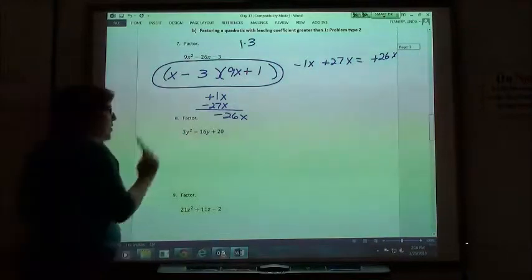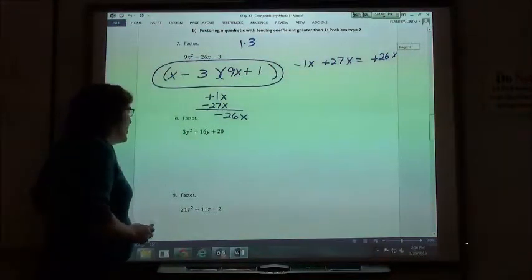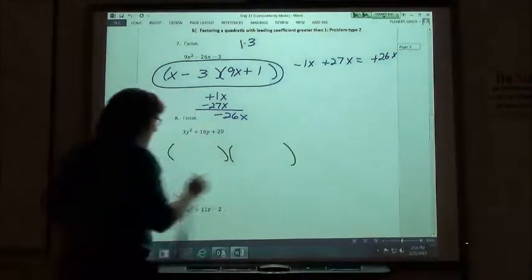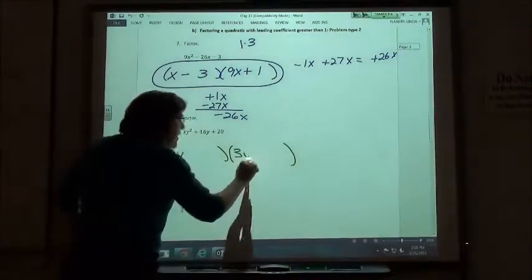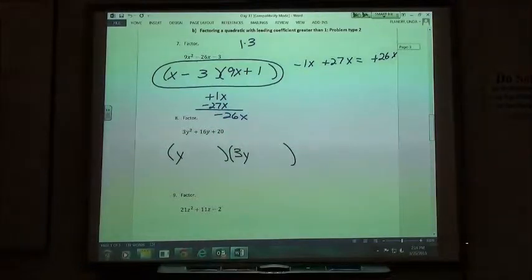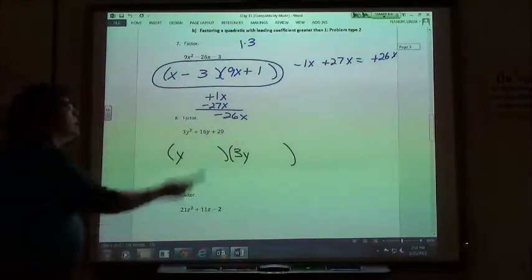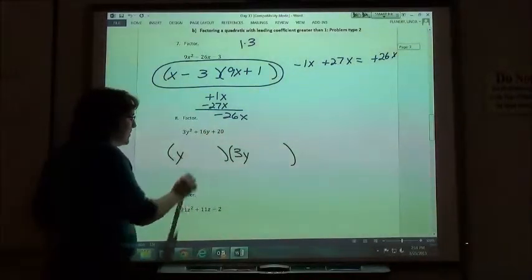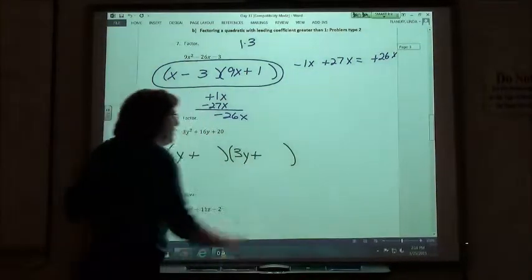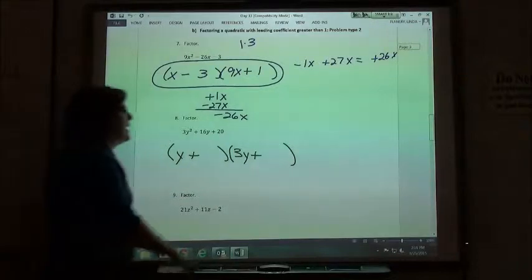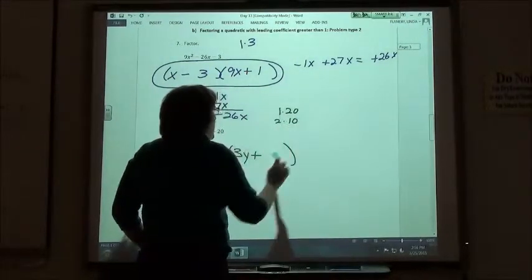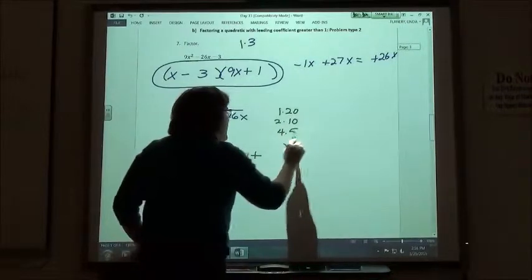Number 8, we have 3y squared plus 16y plus 20. 3y squared, again, I would have y and 3y. 1 times 3, the only way to get 3y squared. My signs, the end is a positive, so both have to be the same as the middle, positive and a positive. Factors of 20. 1 times 20, 2 times 10, 3 doesn't work, 4 times 5.